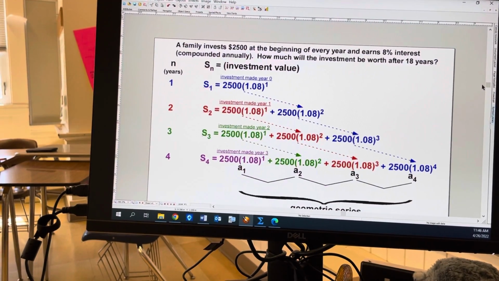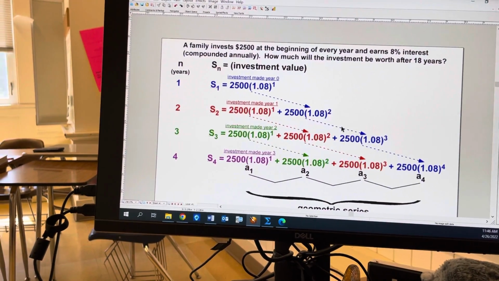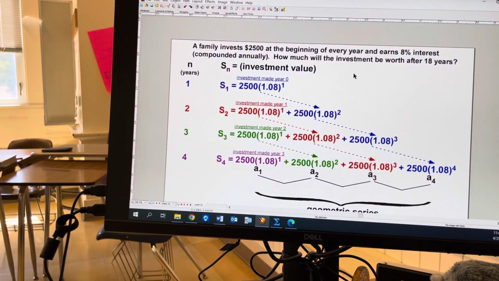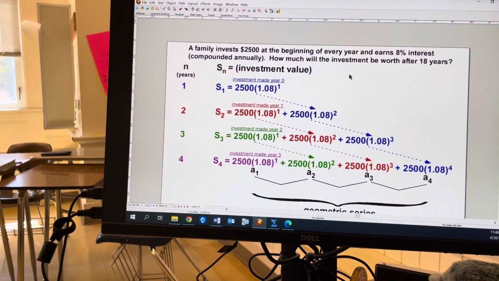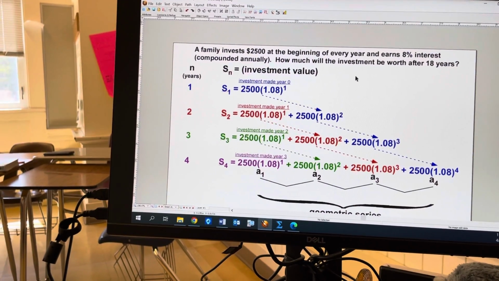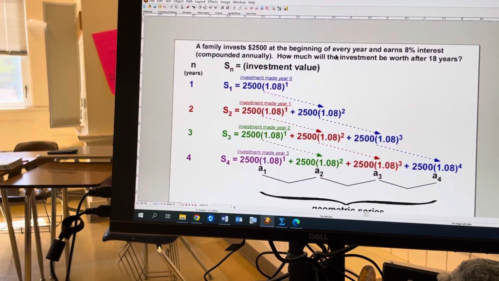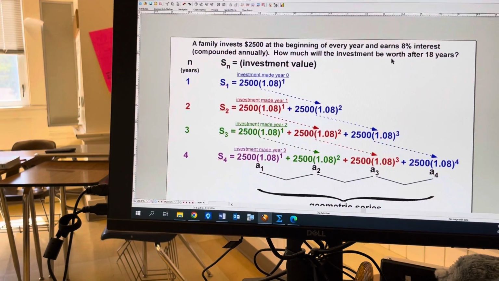Okay guys, so this is the second page of our notes on geometric series. So the back side of the sheet that we did on Monday. So we're continuing along our merry way. Now we're actually going to have a situation where there's context to our geometric series.